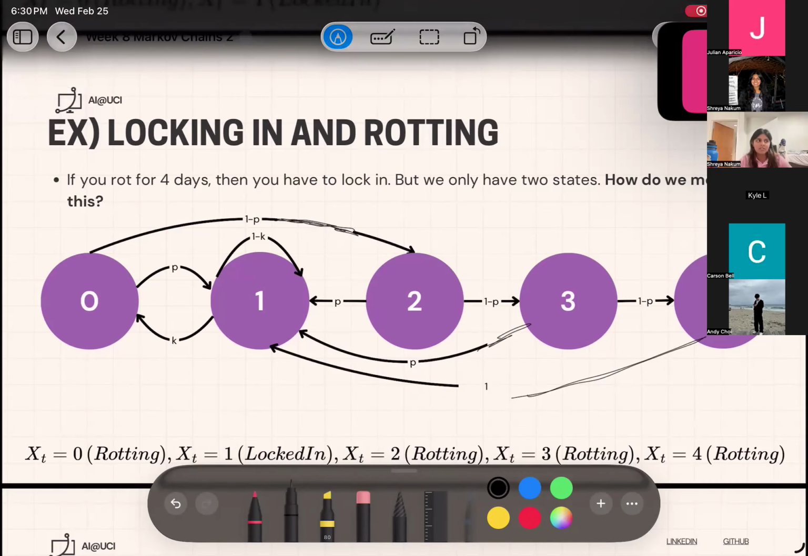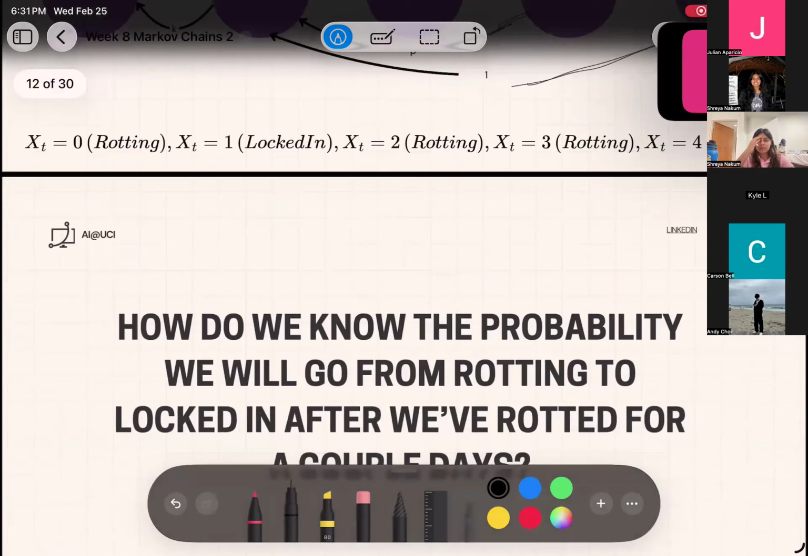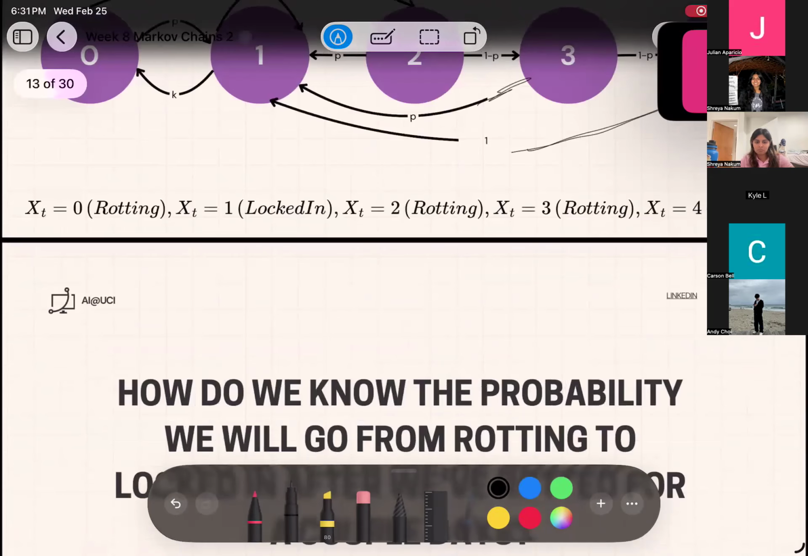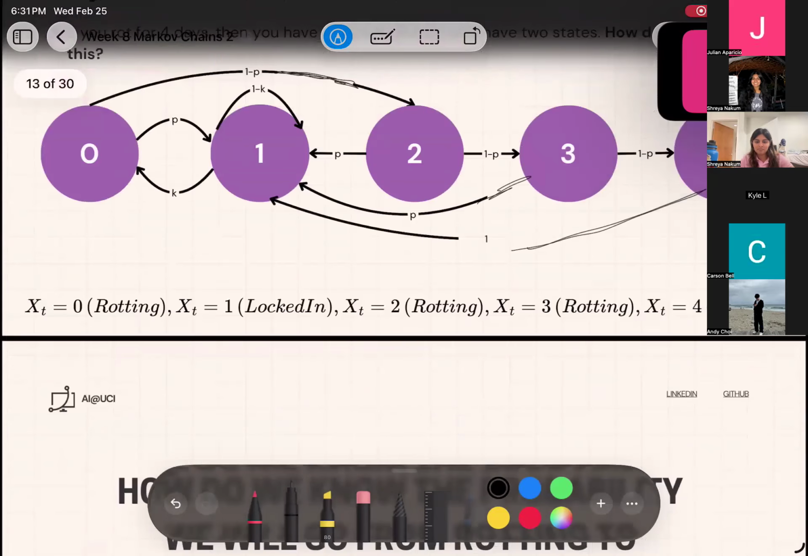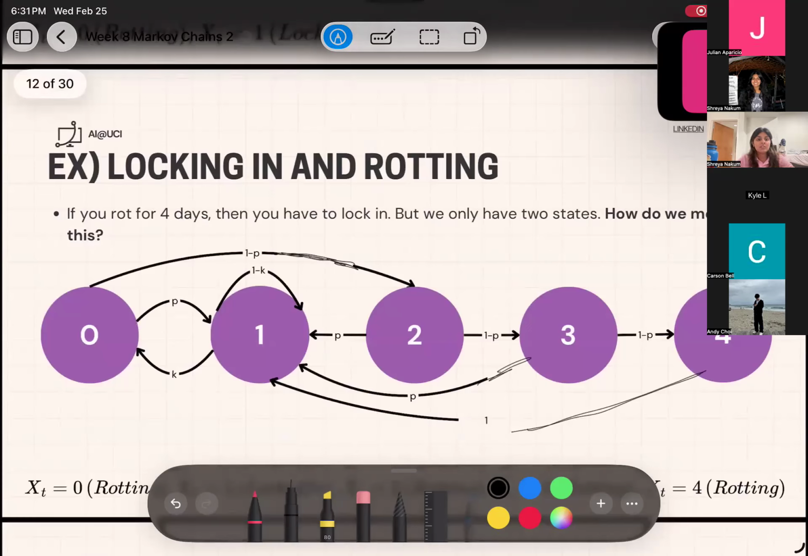How would we know that, right? We would have to think, I could have had a sequence of probabilities where I just went 0, 1, 0, 1, 0, 1, and I could have ended up locked in here. Or I could have ended up just completely rotting here, and then I came back and locked in. So many things could happen. You don't know what will happen on the fifth day.